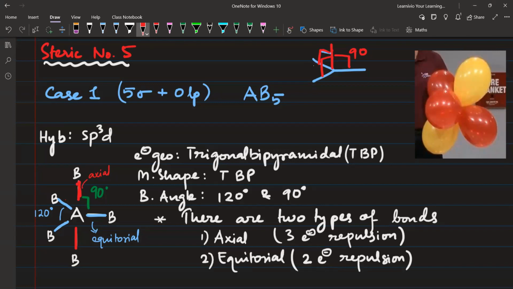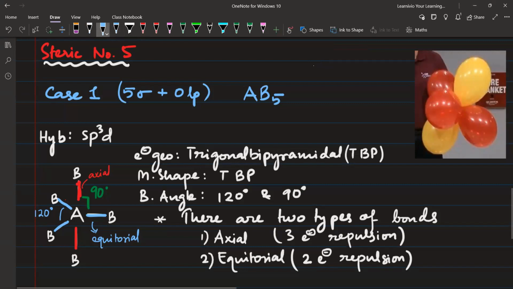Now, I am considering only, let us see why two repulsions for an axial bond. If I take one axial bond, I have to consider the repulsion between axial and equatorial because it is 90 degrees. I am not considering the repulsion between equatorial bonds because it is 120 degrees. 90 is less than 120, so 90 will have more repulsion.